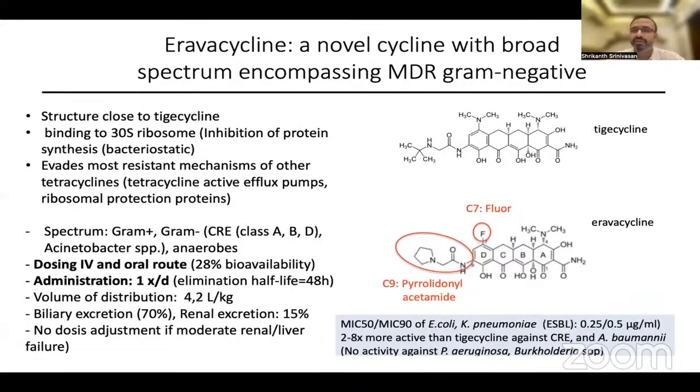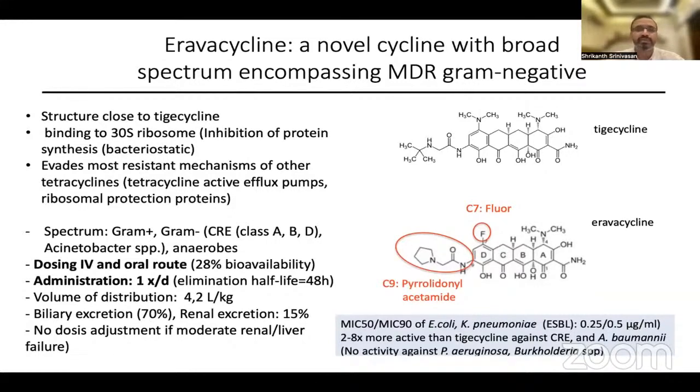It acts by the same mechanism as other tetracyclines do, binding to the 30S ribosome and inhibiting protein synthesis, bacteriostatic. But the advantage is that because of the novel structure of eravacycline, which has a pyrrolidine acetamido group, it evades most of the resistance mechanisms of other tetracyclines, which are efflux pumps or ribosomal protection proteins. These are the two mechanisms by which tetracyclines are rendered ineffective, but it overcomes those kinds of resistance. So the spectrum is gram positive, gram negative, class A, B, and D. A very wide spectrum tetracycline, effective against Acinetobacter and anaerobes.